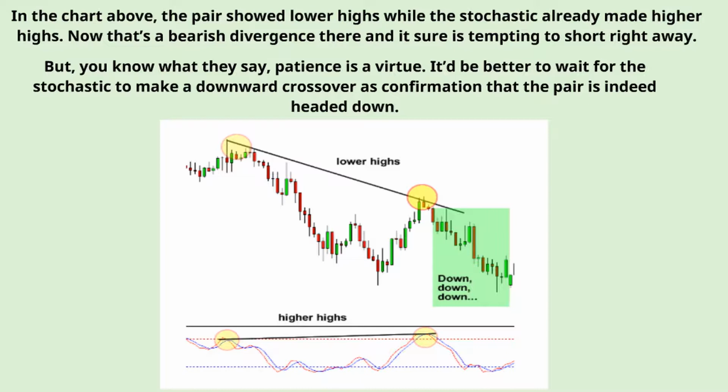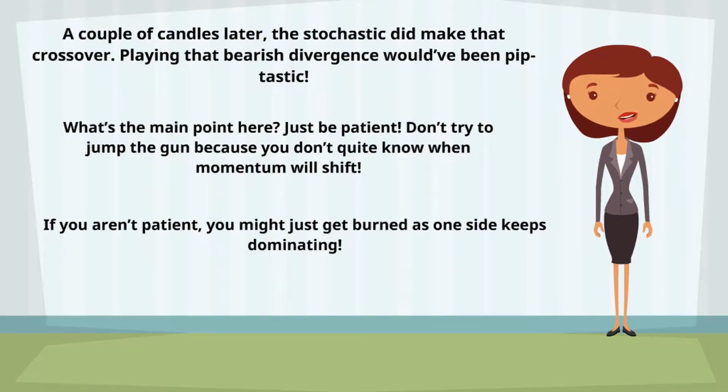Now that's a bearish divergence there, and it sure is tempting to short right away. But, you know what they say, patience is a virtue. It'd be better to wait for the stochastic to make a downward crossover as confirmation that the pair is indeed headed down. A couple of candles later, the stochastic did make that crossover. Playing that bearish divergence would have been piptastic.